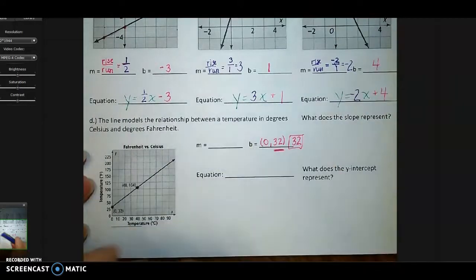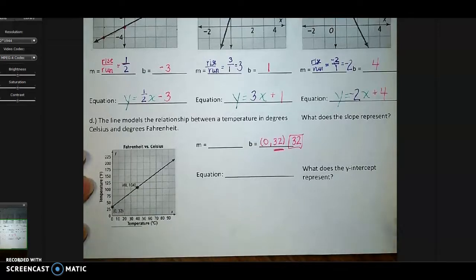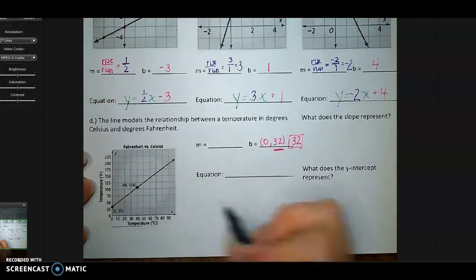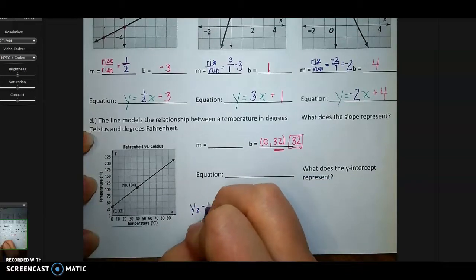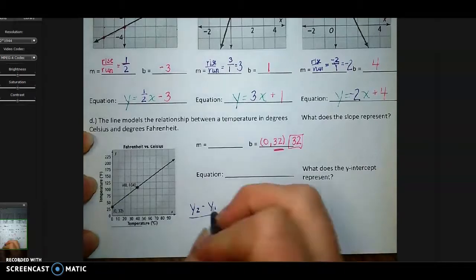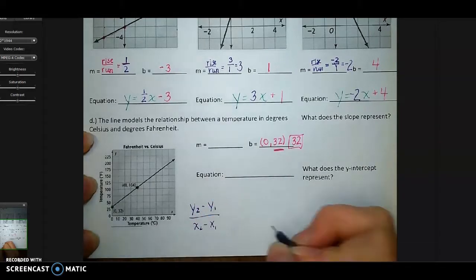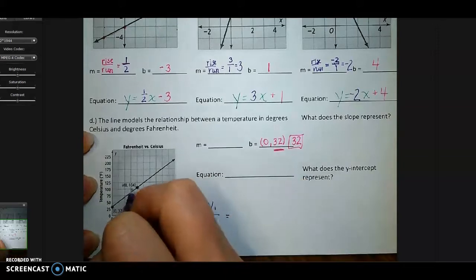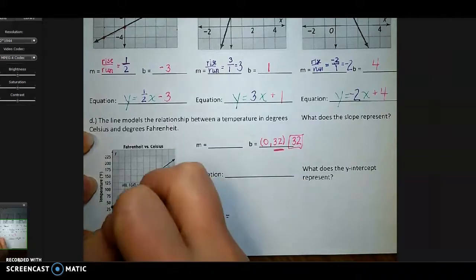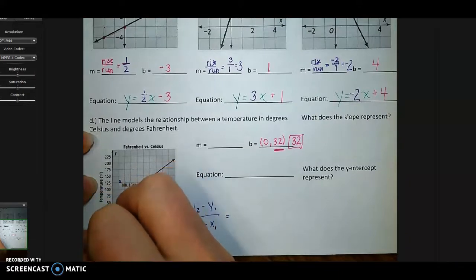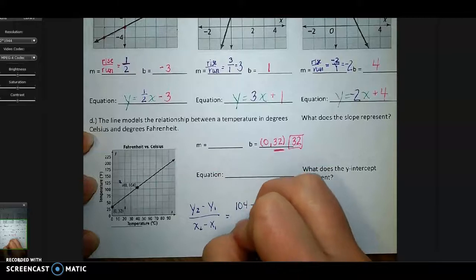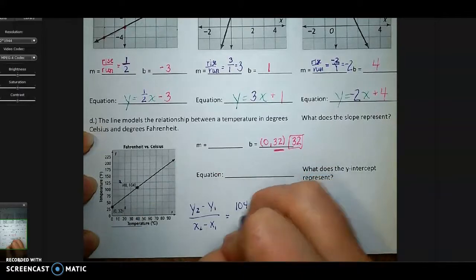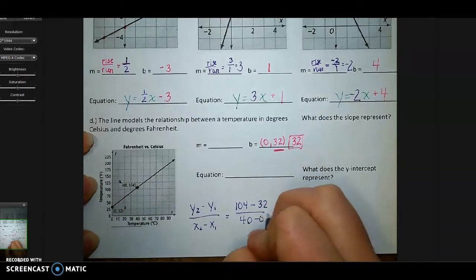Looking for my slope on this one, it might be kind of hard to count, but they've given me 2 points. And if you remember, you can find your slope by doing y sub 2 minus y sub 1 over x sub 2 minus x sub 1. So these are my 2 points. I'm going to call this one point 2 and this one point 1. So I'm going to use this y, 104, and I'm going to subtract 32. And on the bottom I have 40 minus 0.